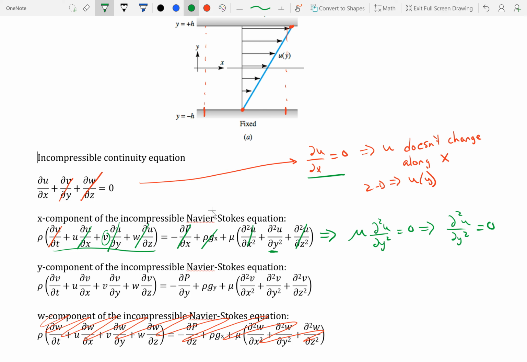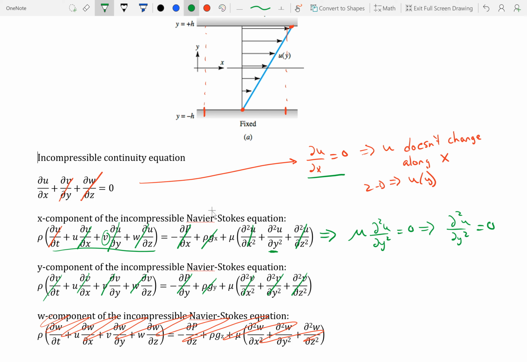All right, so let's just double check the y direction. We said there's no pressure gradient, there's no gravity. We said that there's no v, or w. So those two terms can go away. And there's no v, so that goes away. Oh, there's no v, and so all that's 0.